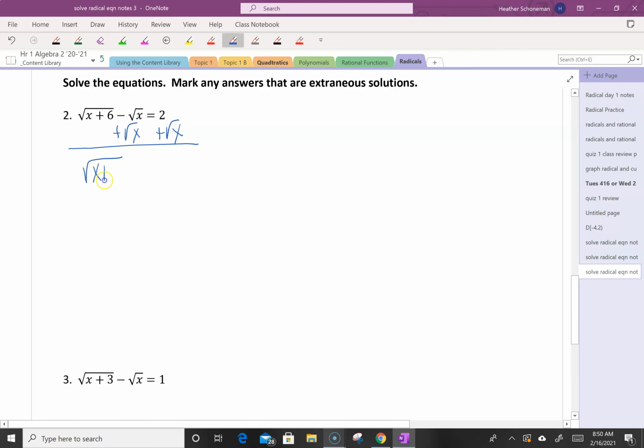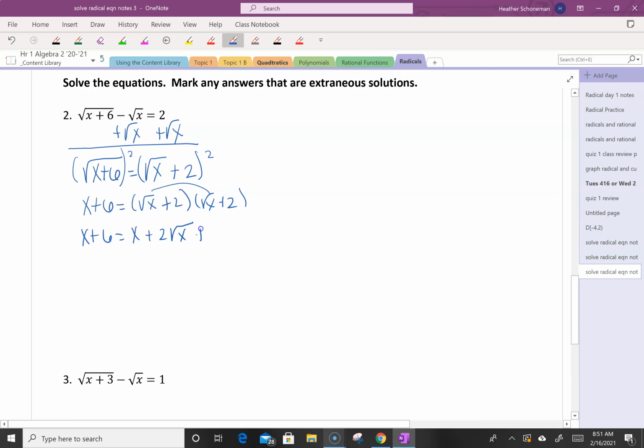And when I do that, I get the square root of x plus 6 equals, and you can write it like we had up above, square root of x plus 2. Okay, now that I have it this way, I'm going to square both sides. So here I get x plus 6. And when I'm squaring the binomial, I have to write it out twice. So I get x plus 6 equals, this is going to be x, plus 2 square root x plus 2 square root x plus 4. Okay, combine like terms first.